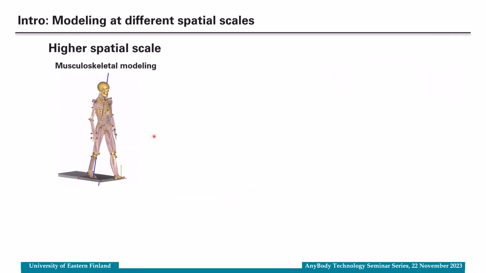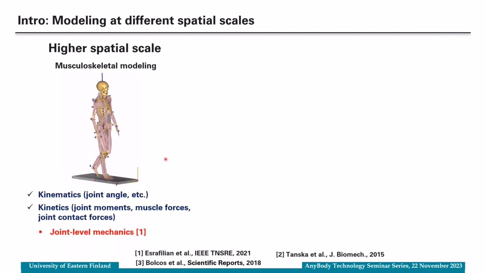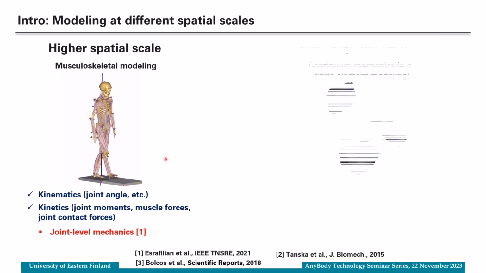So looking at conventional computational models, at the higher spatial scales, as Christopher explained to us, we usually use musculoskeletal modeling, which enables us to estimate kinematics, such as joint angles, kinetics, joint moments, muscle forces, and contact forces. But one limitation here is that these are joint-level mechanics, which are often poorly correlated with the degradation response of the tissue, in our case, the cartilage.